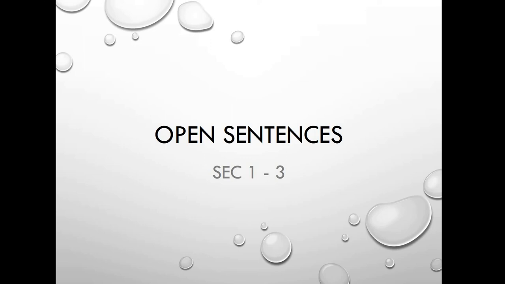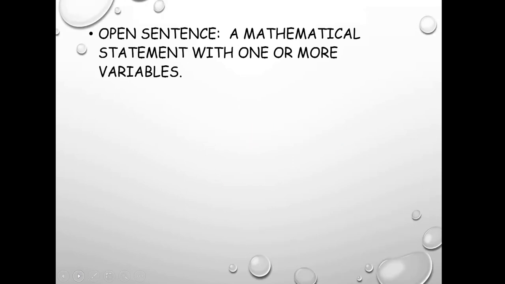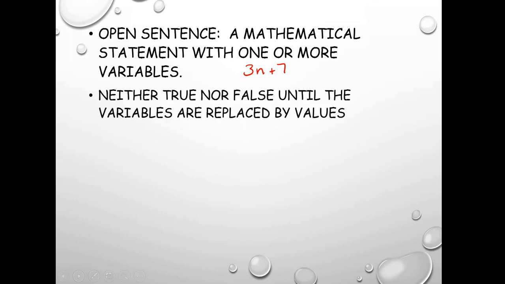1.3 is open sentences. So, what is an open sentence? An open sentence is a mathematical statement with one or more variables. For example, something like 3n plus 7. An open sentence is neither true nor false until the variables are replaced by values.